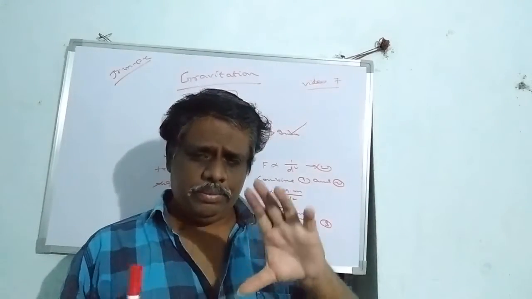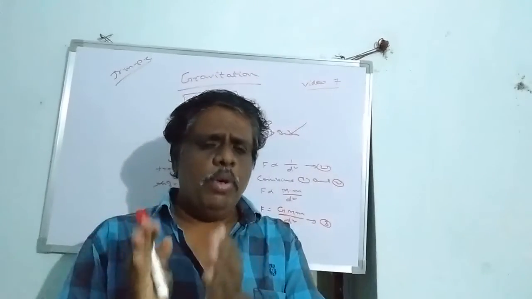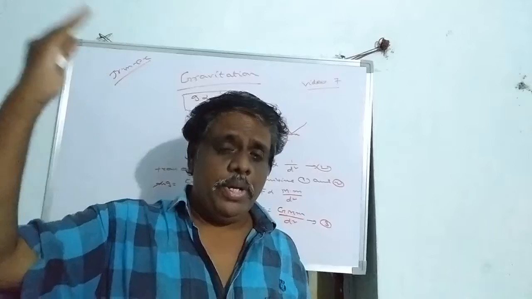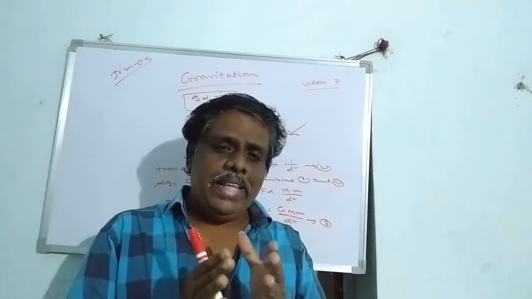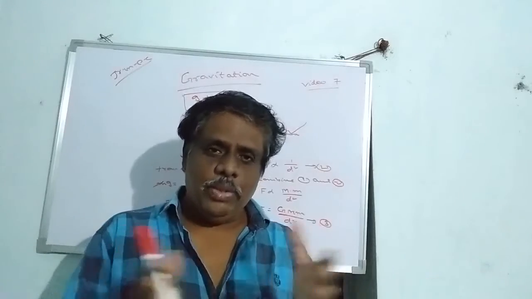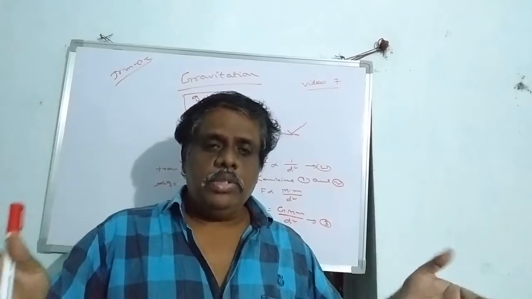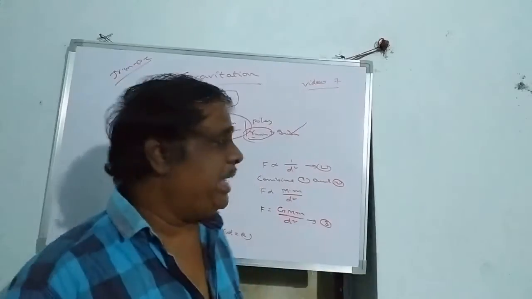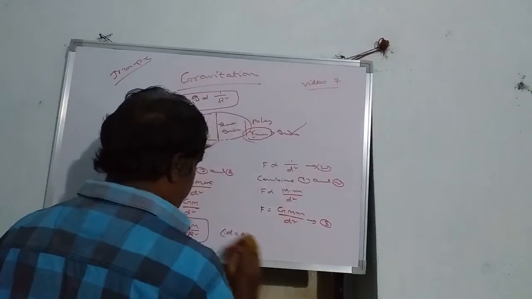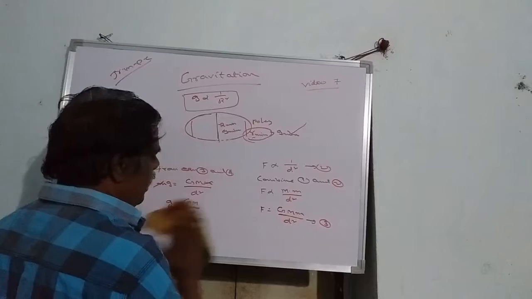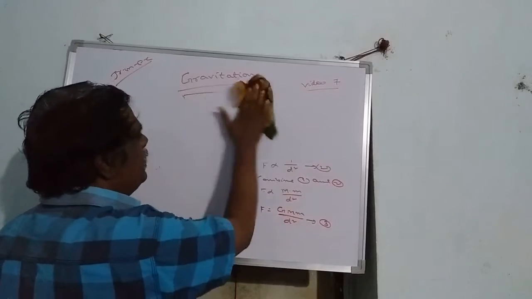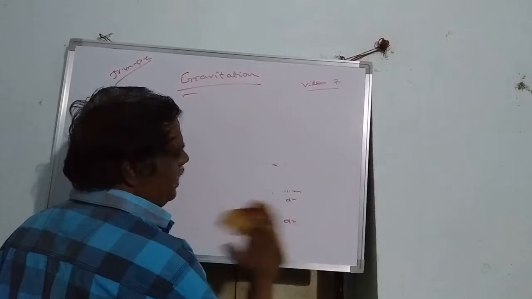Because Earth is flattened at the poles, that means the radius decreases, so acceleration due to gravity increases. At the equator, it bulges, so the radius will be more and acceleration due to gravity will be less, because g and R are always inversely proportional. So this is the complete topic about Newton's universal law of gravitation.